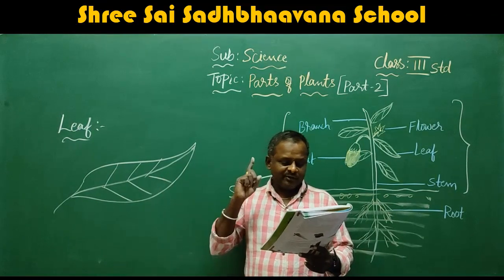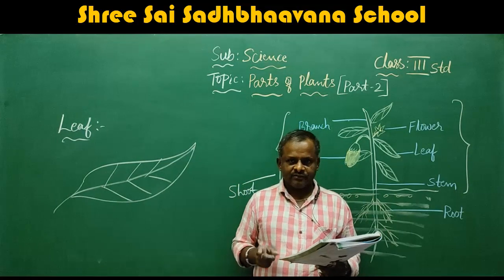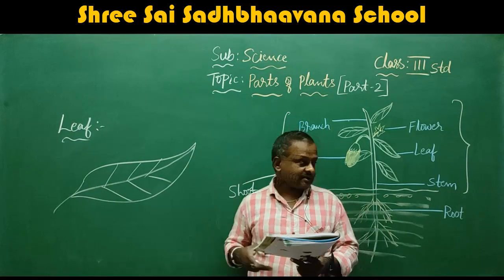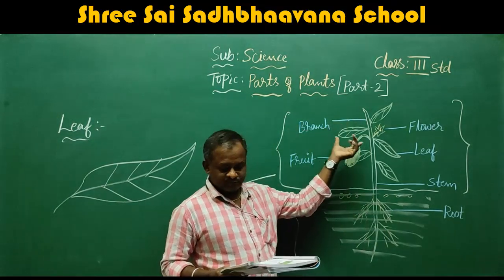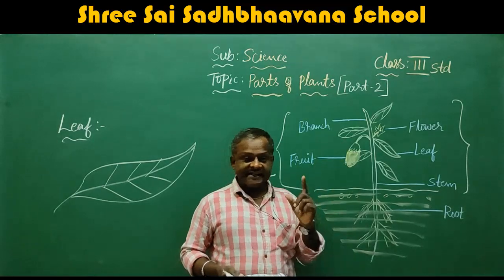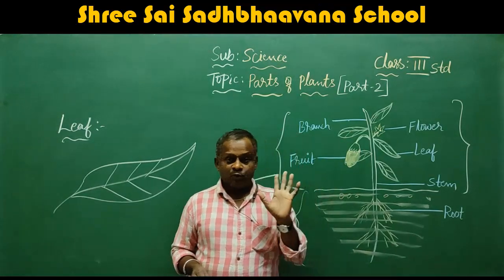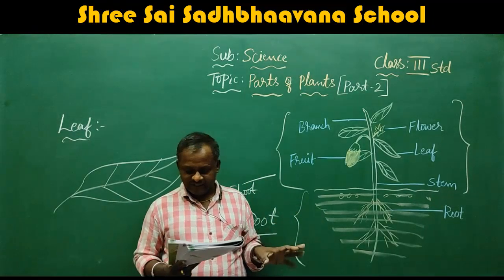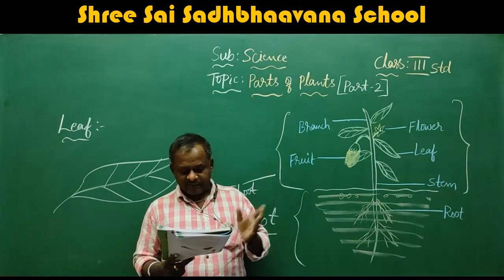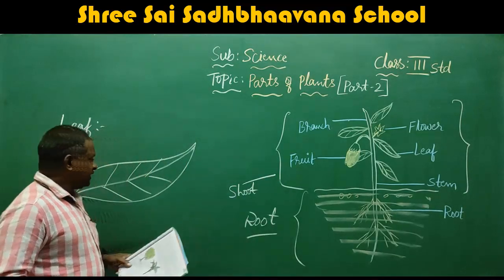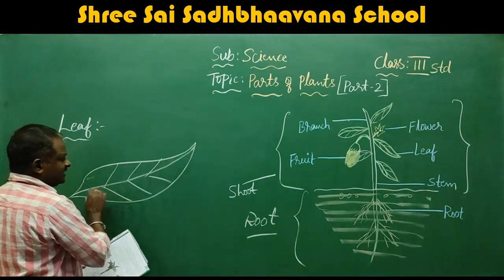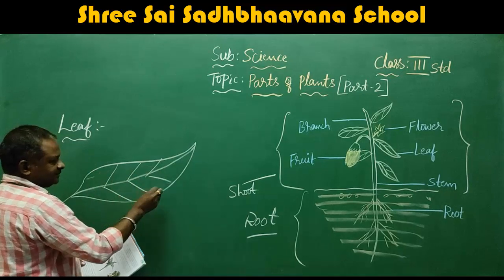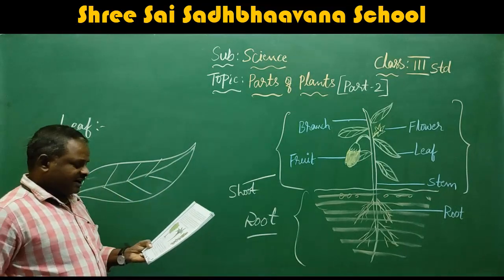The leaf is the most important part of the shoot system, that is this part. Most plants have green leaves. I have already shown that all the plants have green leaves only. The flat and broad part of a leaf is called the leaf blade or lamina. This full part is called the leaf blade or lamina.